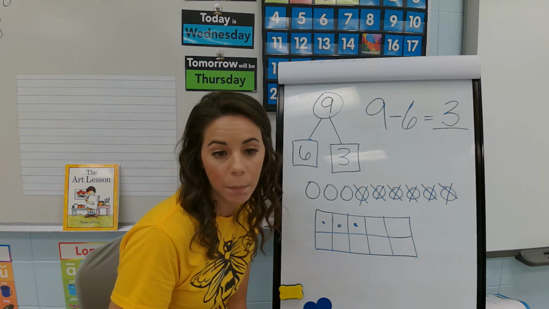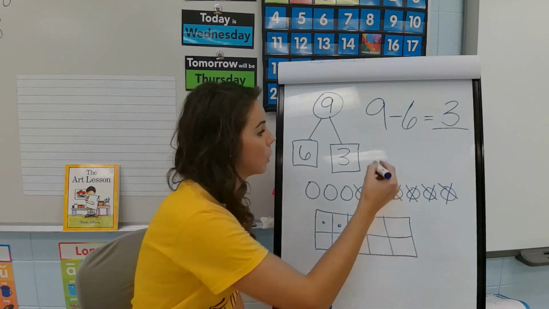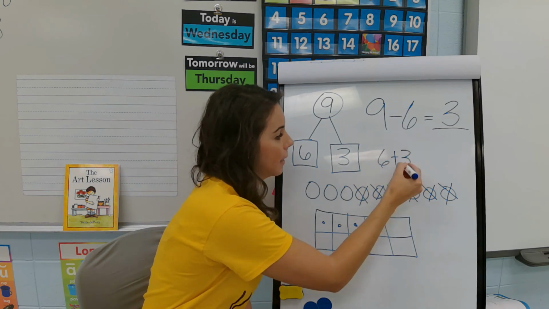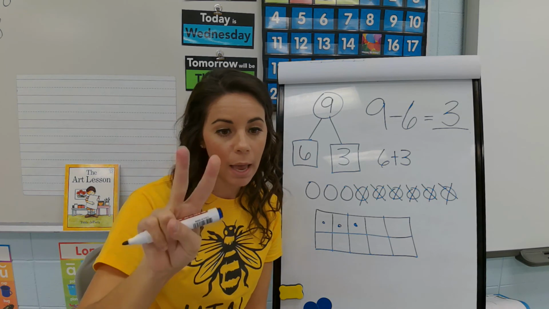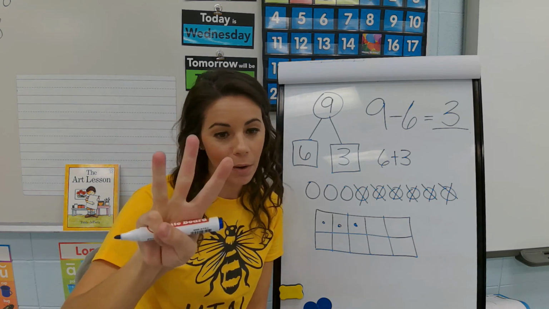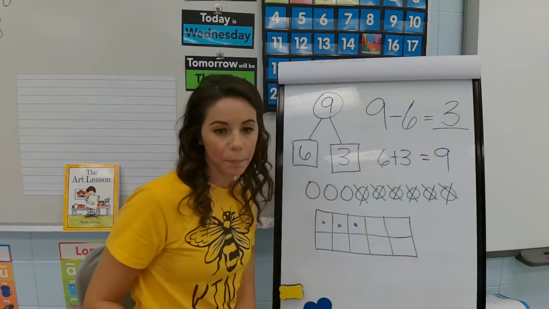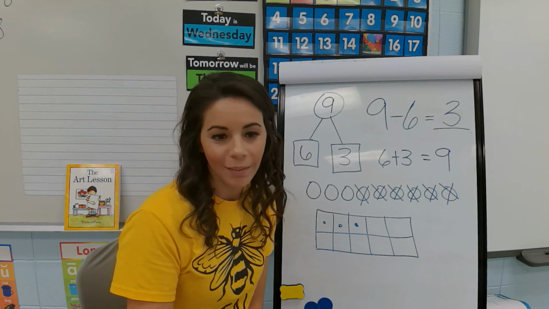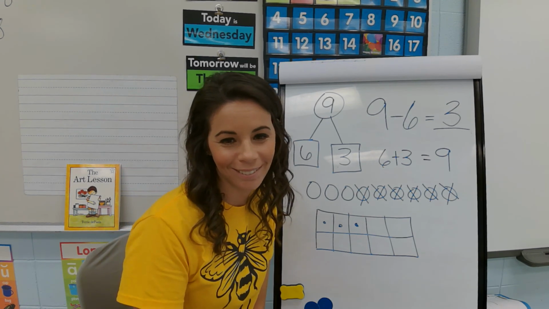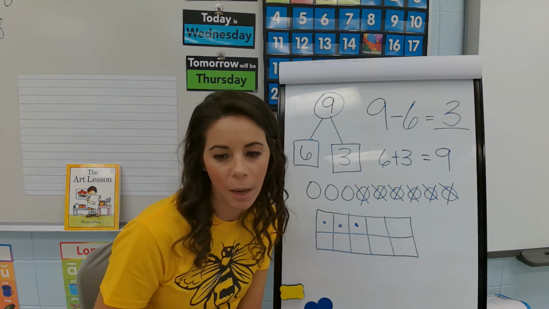All right, we could double check that too with adding them back together. So we could put that in our heads and say 6, 7, 8, 9. We added 3 and that still equals 9. All right, great job, boys and girls.